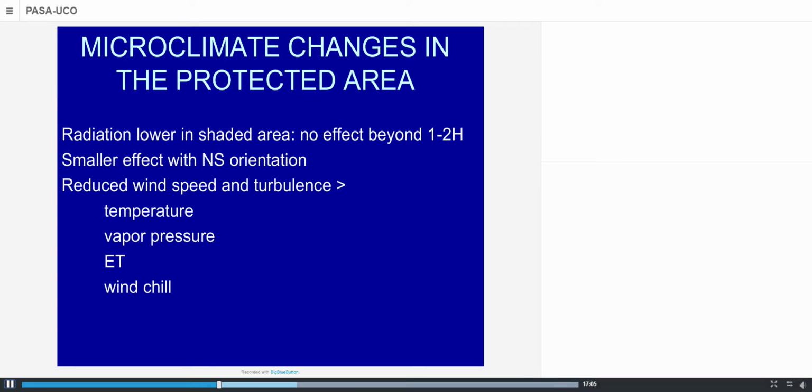The presence of the windbreak also has an effect on wind speed and turbulence, and that affects temperature, vapor pressure, evapotranspiration, and wind chill.